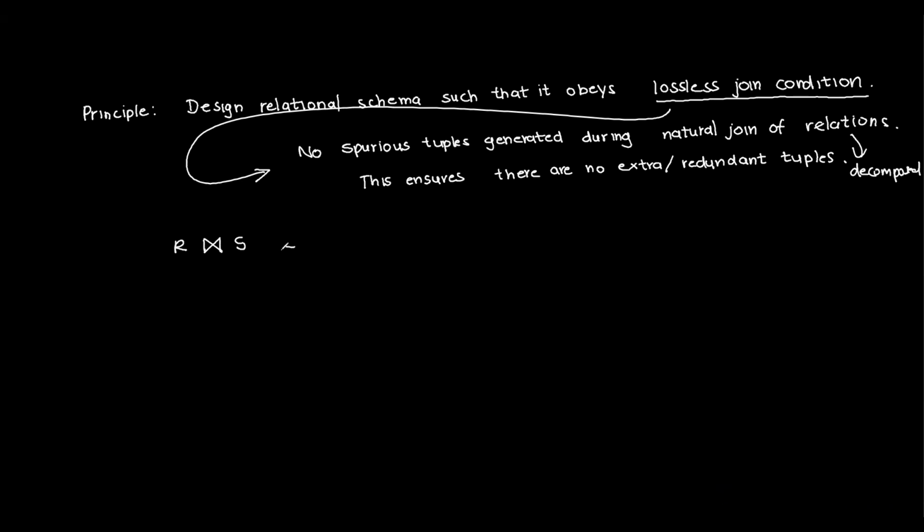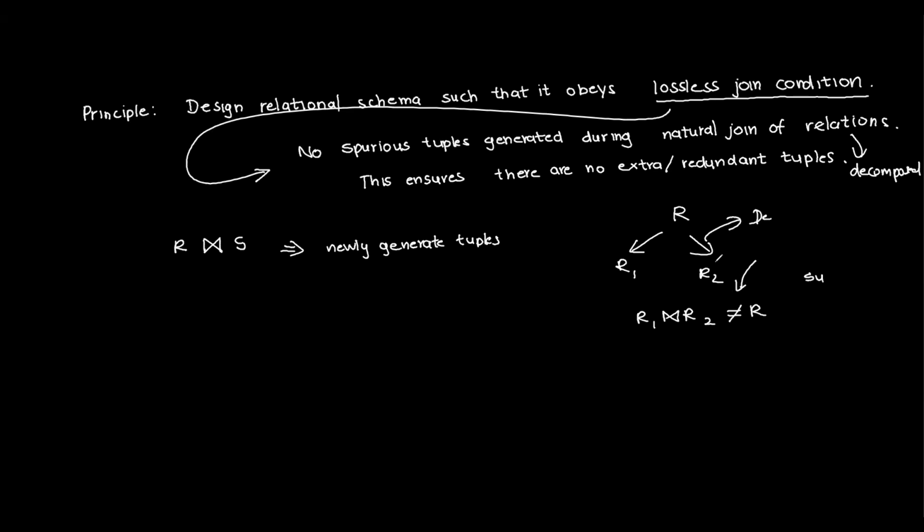and if you do natural join on them, they are going to result in newly generated tuples. So that's not the case here. If you have R and you break that down into, let's say, R1 and R2, and if you perform R1 natural join R2, and if it is not equal to R, then there are spurious tuples, which means this decomposition has not followed guideline 4, which is obeying the lossless join condition.